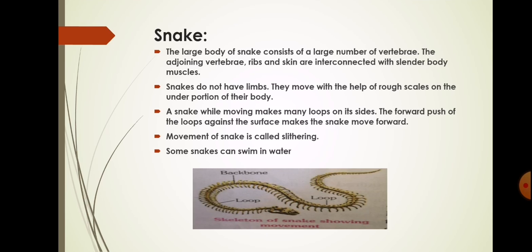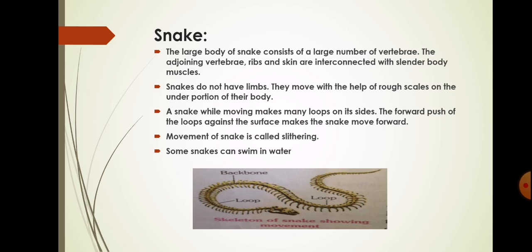The movement of the snake is called slithering. A snake can swim also. As you know, snakes do not have legs, which means snakes do not have limbs. They move with the help of rough scales on the under part of their body. The under part of their body has rough scale-like structures, and because of those scales, the snake is able to move. The movement of the snake is called slithering.